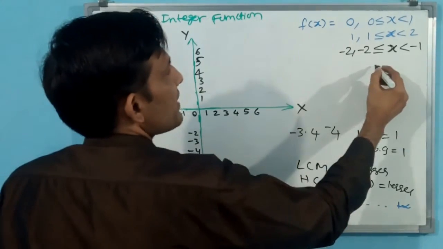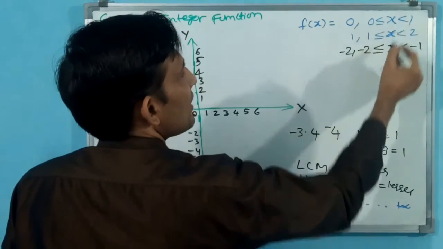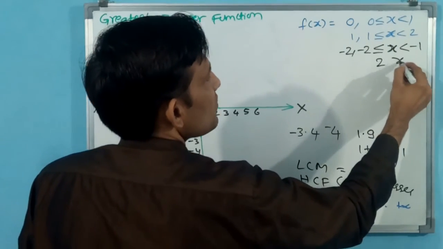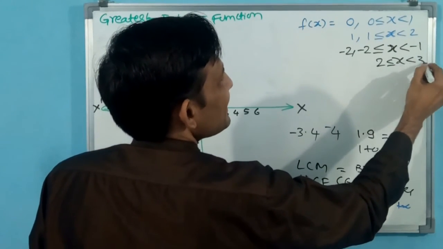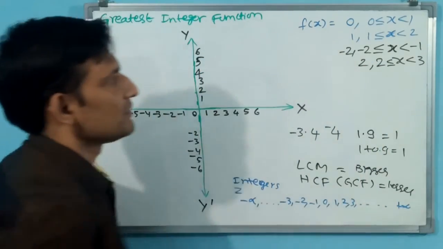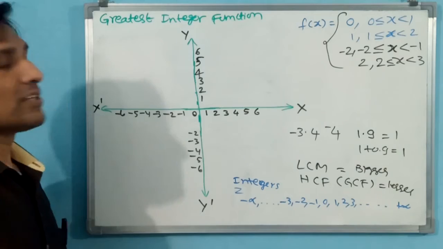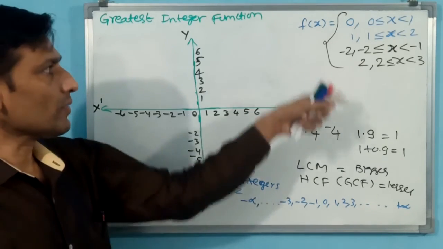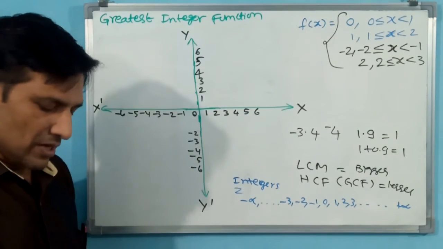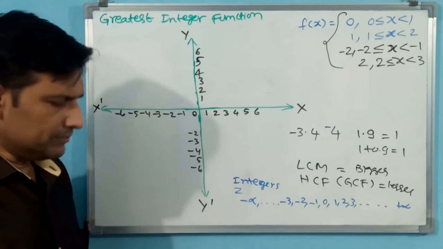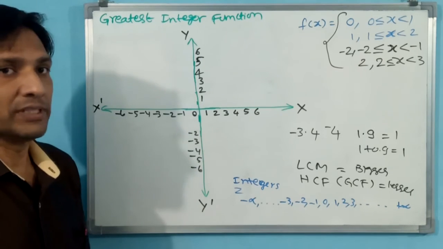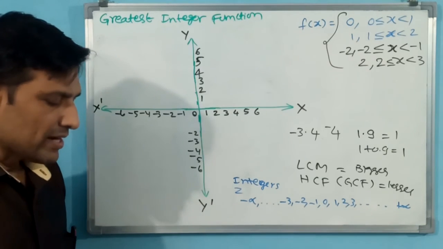Okay. What if it is greater than or equal to 2 but less than 3? It will take 2. Okay. These are the concepts you have to understand. Okay. Here also you see what is the domain and what is the range.